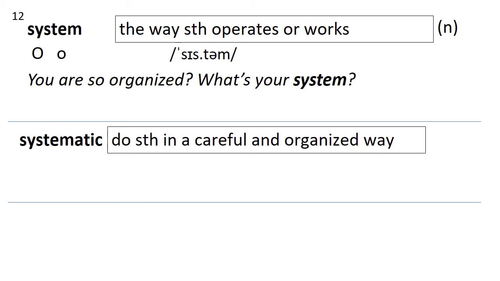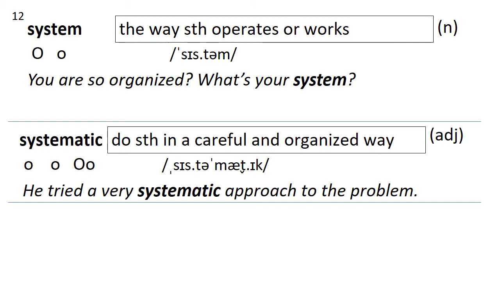Then we also have systematic, which is to do something in a careful or organized way. So system is more of a neutral word. Systematic is a little bit more positive. It's a little bit more descriptive. And it's an adjective. How many syllables? Systematic. 4, stress on the third. Systematic. He tried a very systematic approach to the problem.